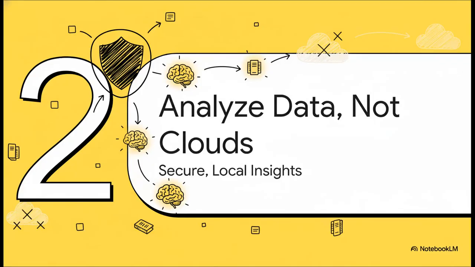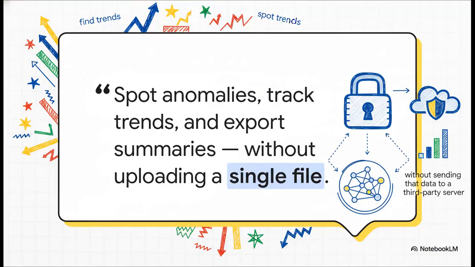Okay, let's move to the next key component, which is where this really starts to build: secure local data analysis. The big architectural decision here was to keep all the processing on your device. That has massive implications for both privacy and speed. This quote from the source material just nails it. You get all the cool benefits of AI-driven analysis, spotting trends, finding anomalies, but you completely eliminate the security risks that come with third-party data processing.